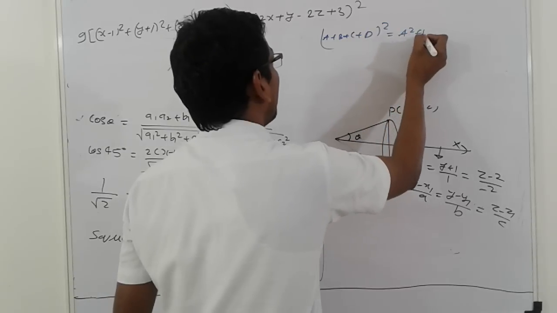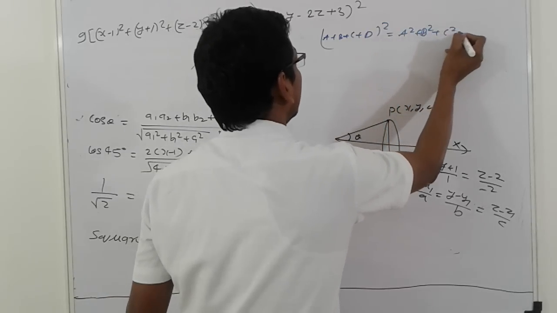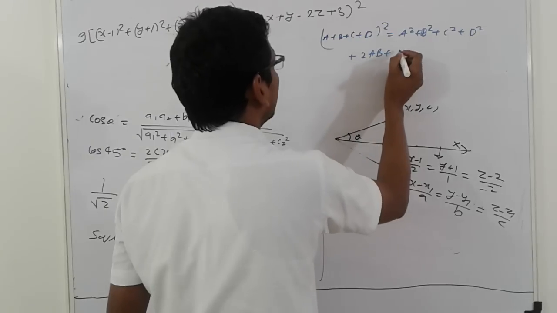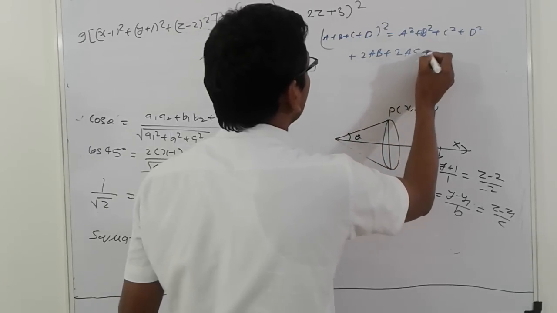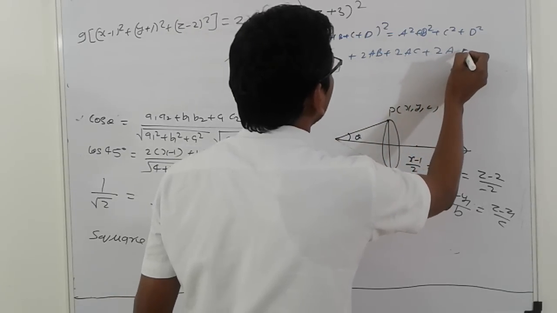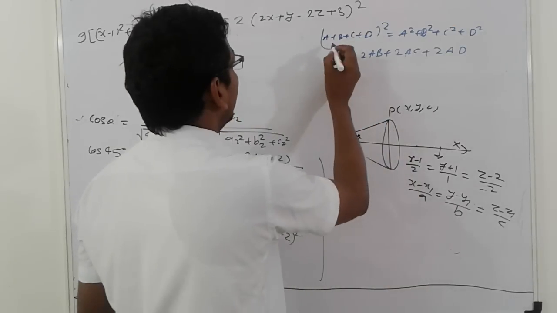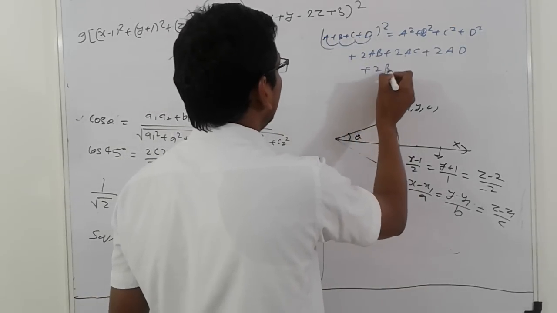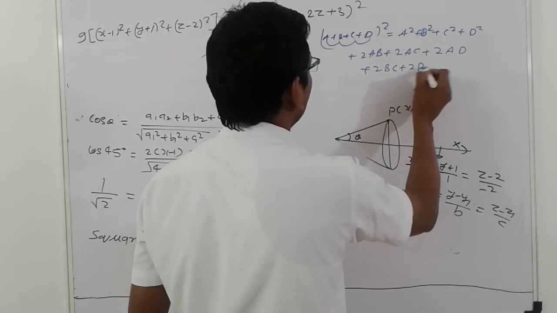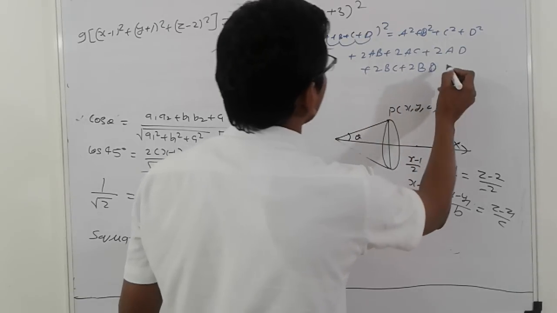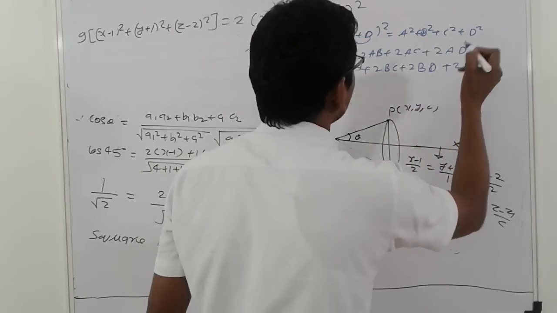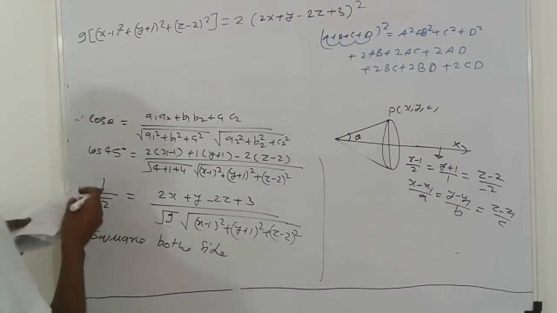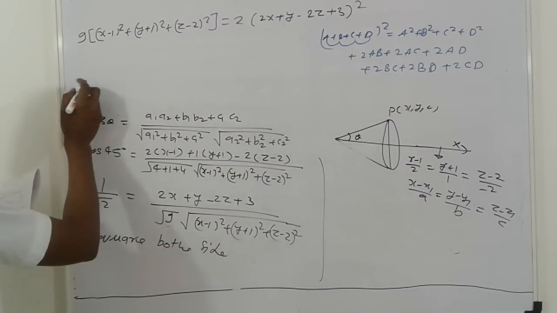So a square, b square, c square, d square plus 2ab plus 2ac plus 2ad. First multiply, that is the ab, ac, ad first, plus 2bc plus 2bd and next plus 2cd. So अब use this formula and simplify. Then what is the answer? Means write down करो final answer.